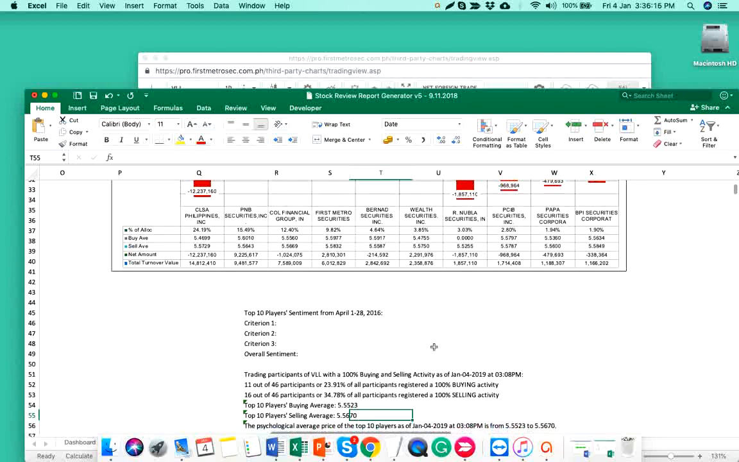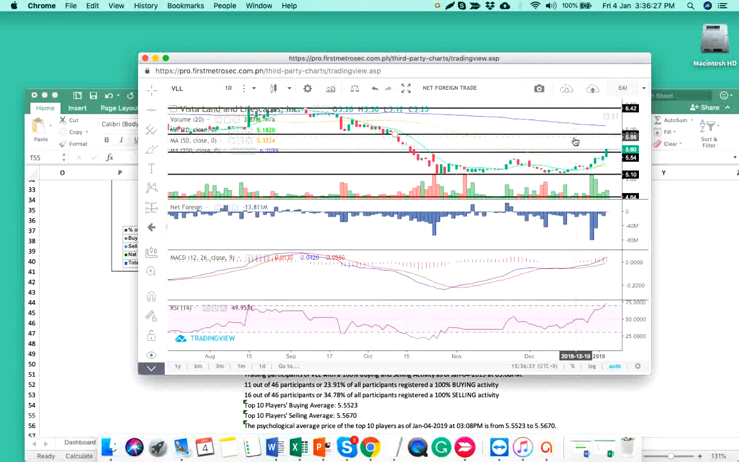How did I say so? Because their buying average is still very close. It's still very close to the intraday high or to the current price of VLL. Now, since I've mentioned intraday high, let's take a look at the intraday high and intraday low of VLL.